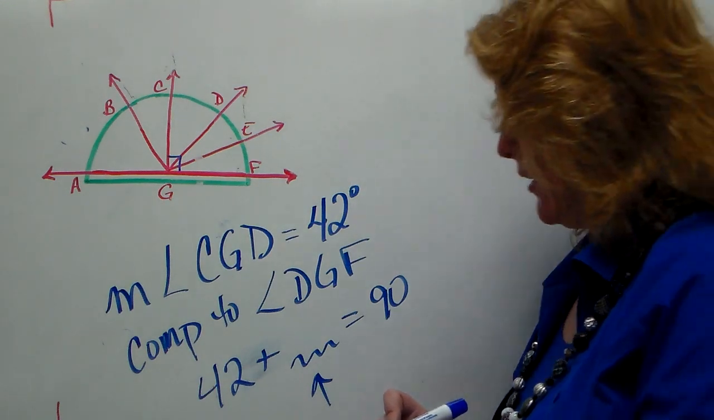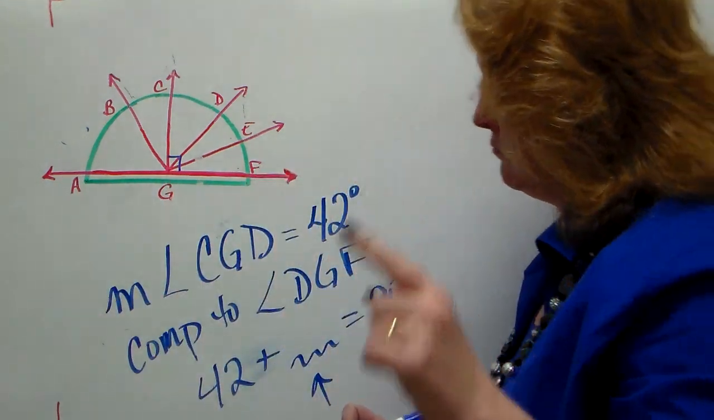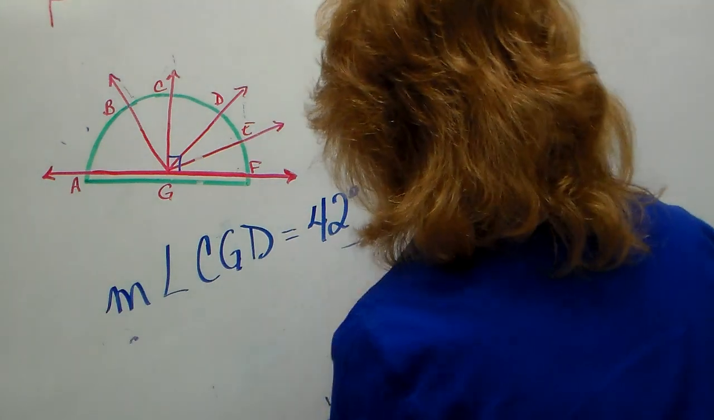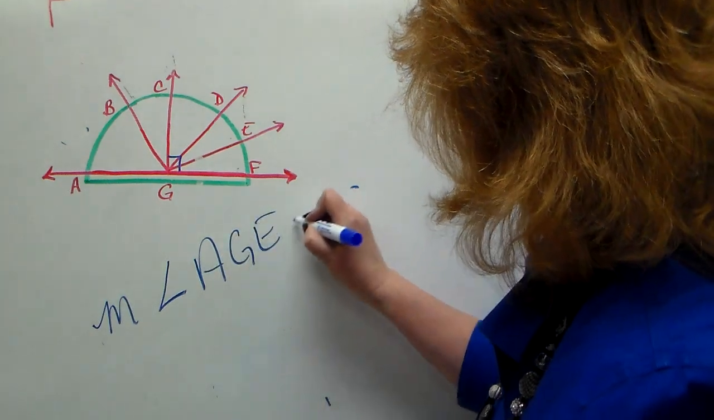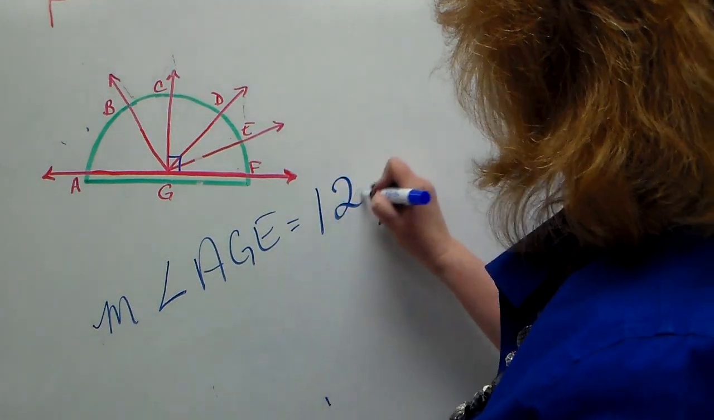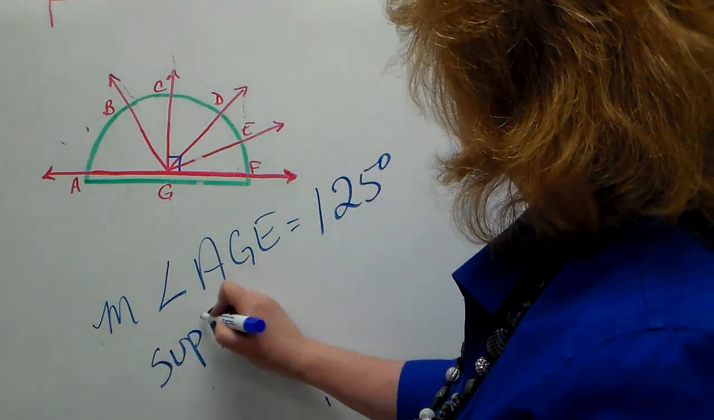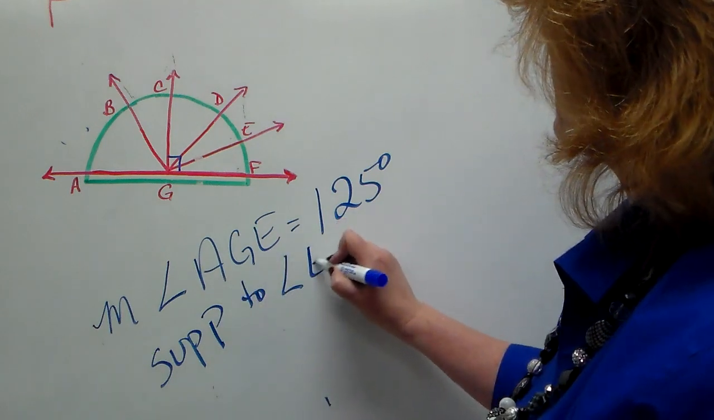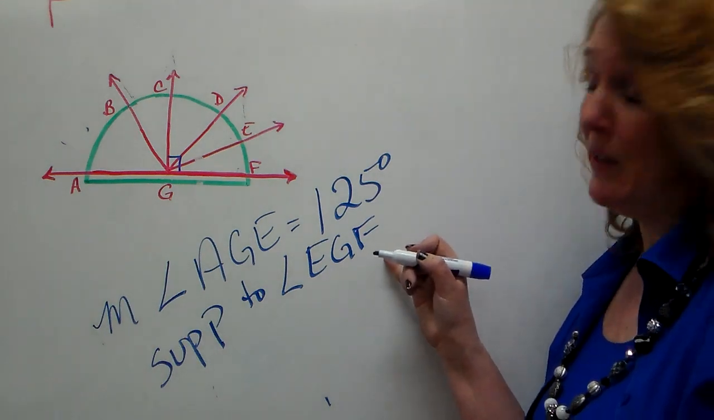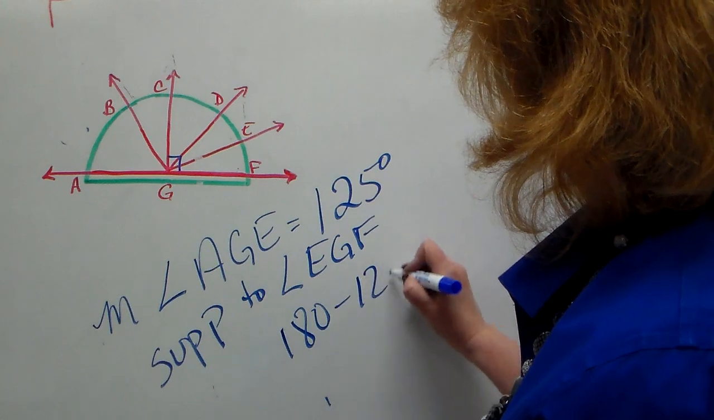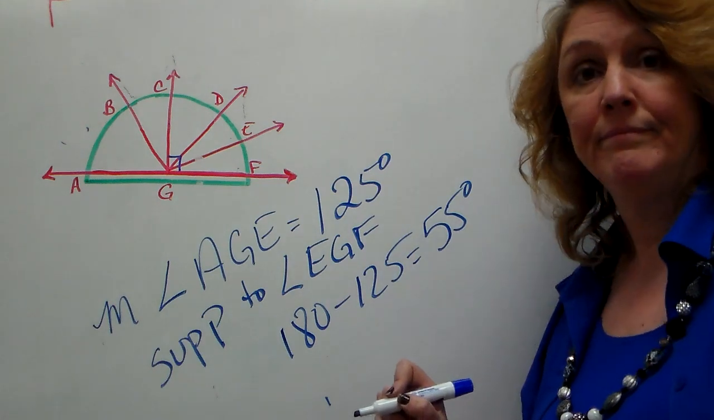You could do it with supplementary angles too. If I told you that the measure of angle AGE, wait, let me write this down. The measure of angle AGE is 125 degrees. And I know that it is supplementary to angle EGF. Now, what is the measure of angle EGF? Well, it's 180 minus 125. So it equals 55 degrees. Are you good with that?